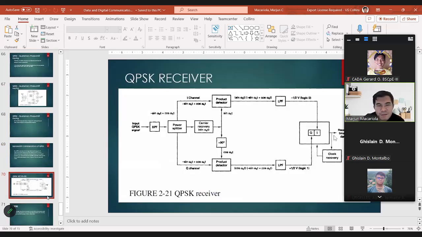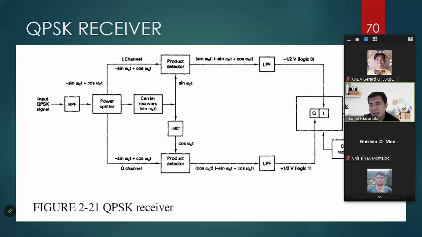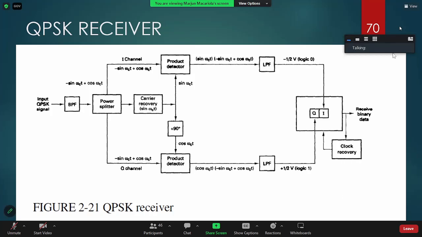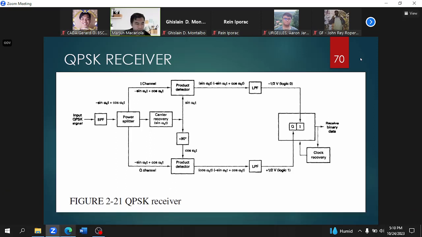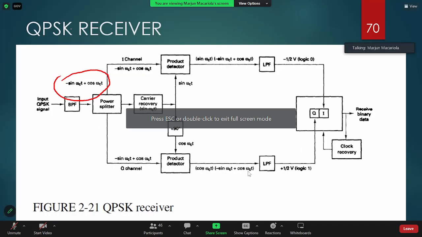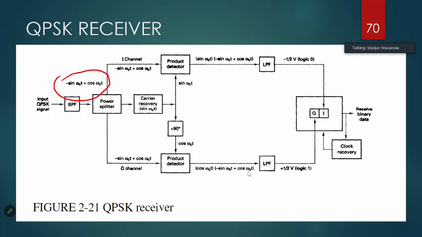So dito na tayo sa QPSK receiver. Okay, listen. Makinig muna. So in QPSK, there are four possible output combinations or four possible resultant phasors, or four linear summer combinations. Okay? So ito 'yon. This is one of the possible outputs in the transmitter side.